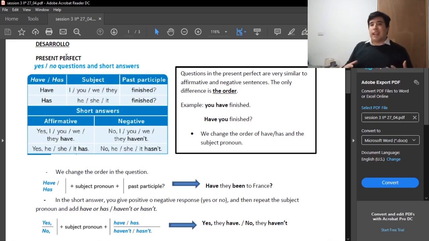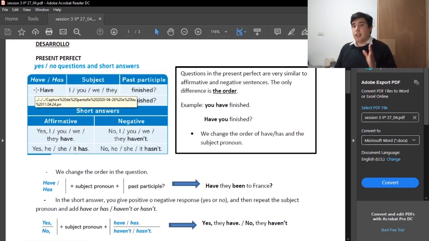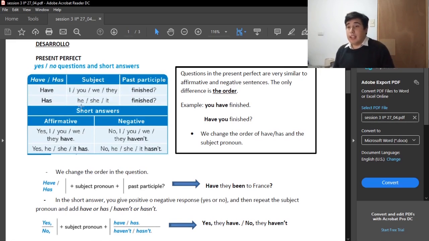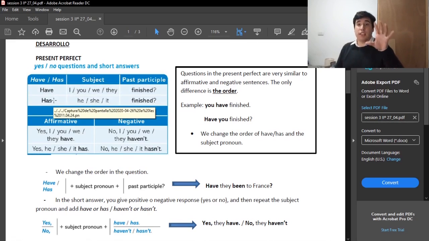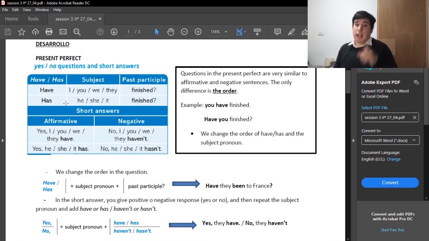Okay, how do we make a yes/no question? How do we create one? So, the first thing we need for a yes/no question is our auxiliaries. Okay, have if you're using I, you, we, they, and has if you're using he, she, or it. So, we start the question with have and has. Then we write the subject. Again, if you're using have: I, you, we, they; has: he, she, it. So we have auxiliary, subject, and finally past participle. Last class we revised past participle forms, so you should know them and you shouldn't have any problems with this part.